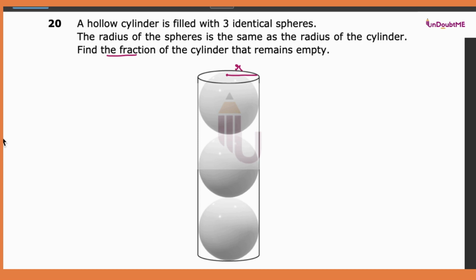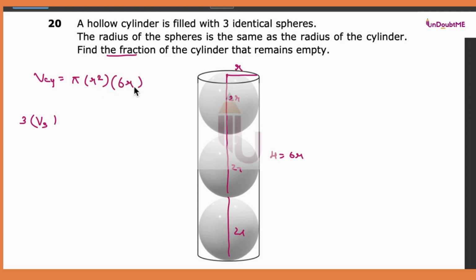Now, for the fraction of the cylinder that remains empty, we will find the volume of the cylinder and the volume of the sphere, multiply that by 3, and then subtract them. To get the volume of the cylinder, we see that the total height of the cylinder will be 2r, 2r and 2r, so that will be 6r. So pi r square h, with h being 6r.